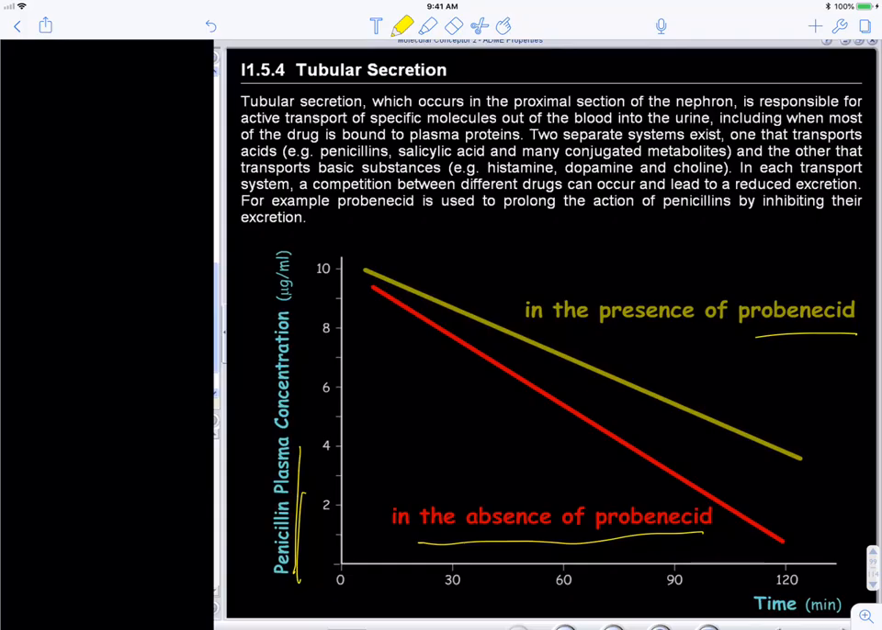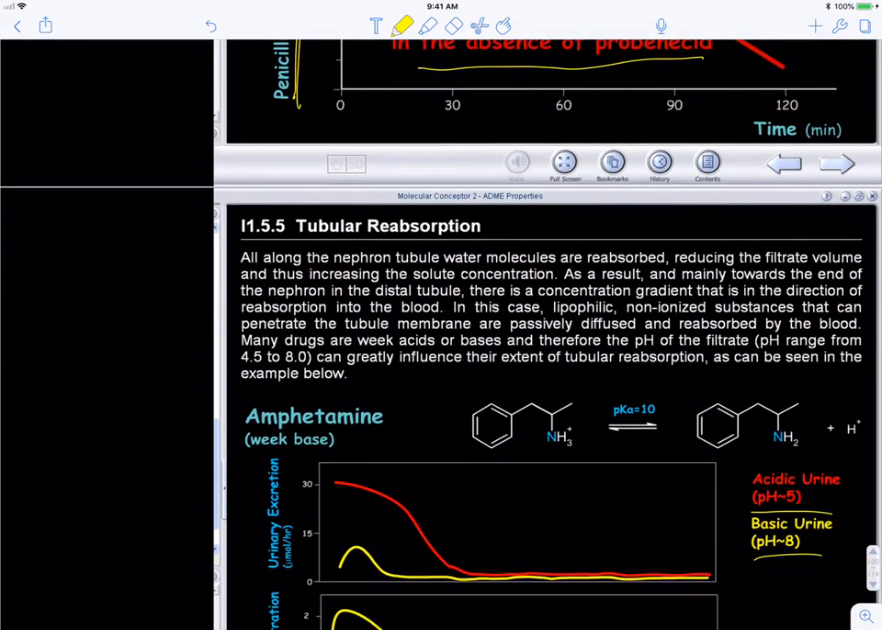and so is eliminated through the urine in a relatively short time. In the presence of probenecid, which competes for the transporter, we have an increase in the lifetime of penicillin in the blood, in the plasma, because again, probenecid is competing out, and so penicillin is not secreted at the same rate.